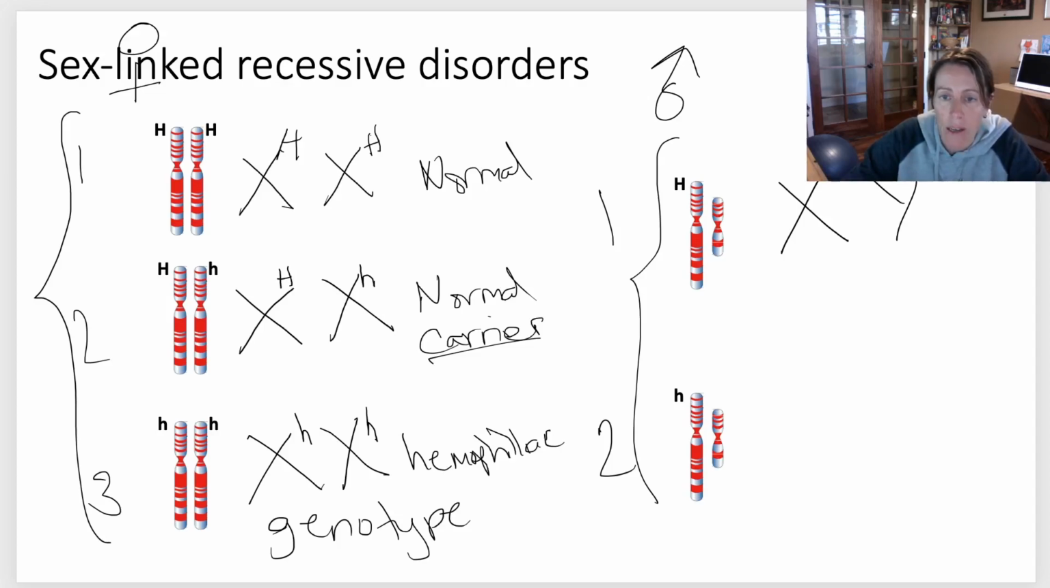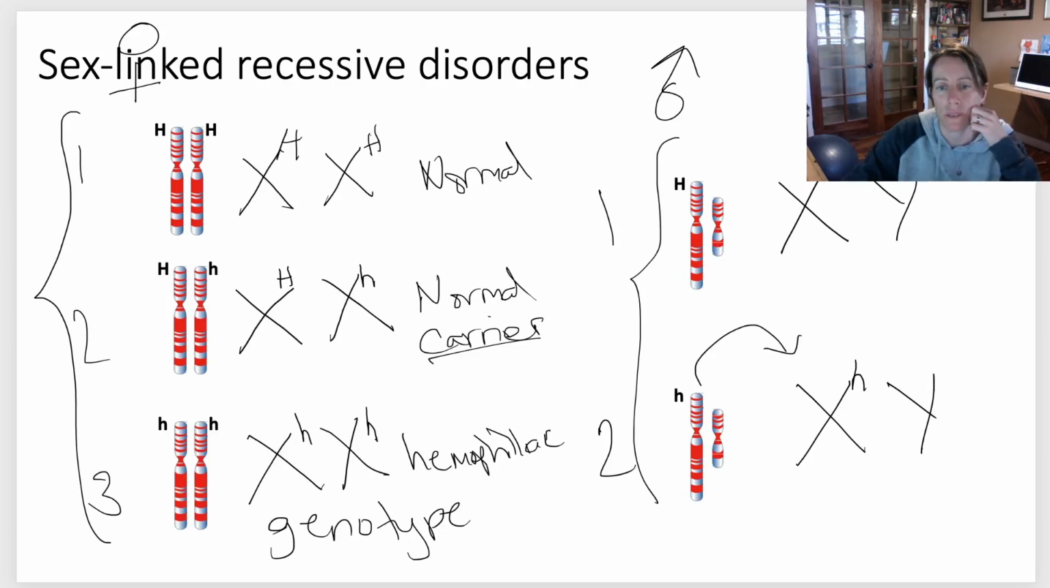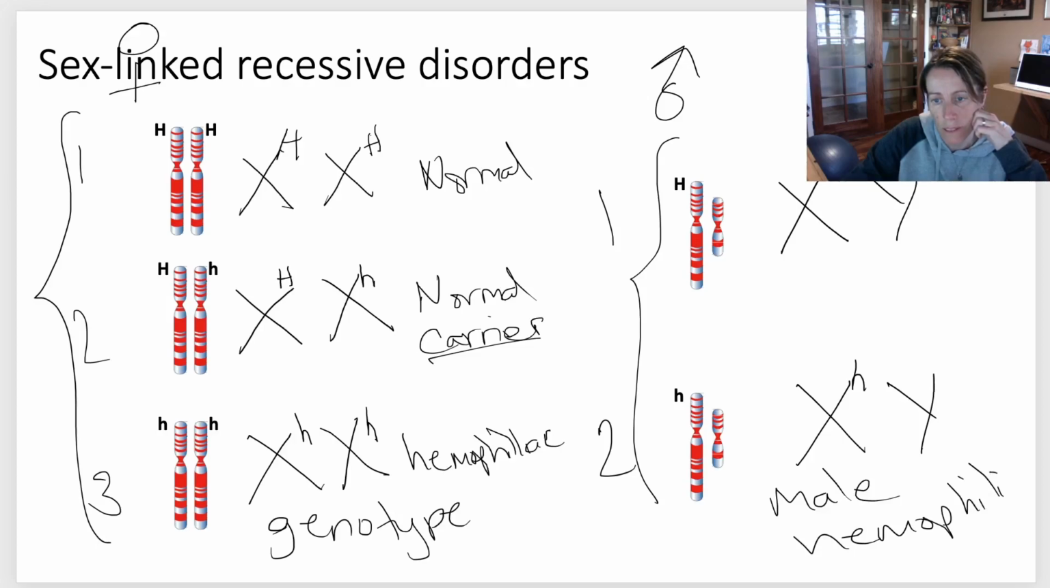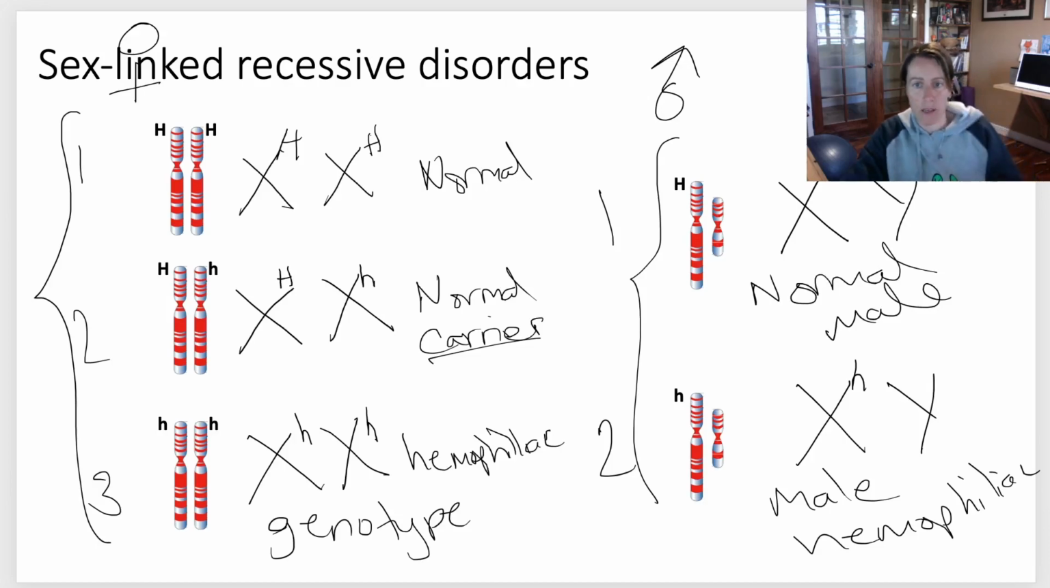Down here, we have X, lowercase h, Y, nothing. All right, because this one is here and this one is right here, right? And this would be a male hemophiliac. All right, so up here we have a normal male. Down there we have a male hemophiliac.